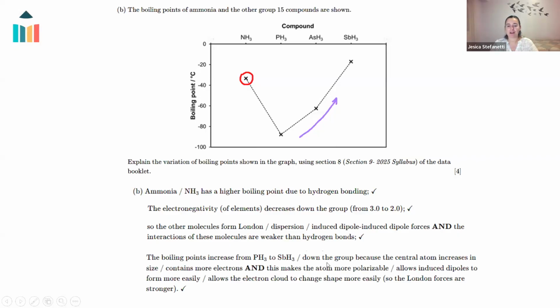So always make reference to the fact that the size will matter, but keep in mind that if there's any kind of exception, such as the case of ammonia, we might have to make reference to the presence of hydrogen bonds there.